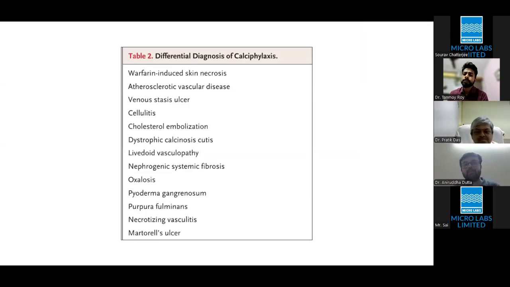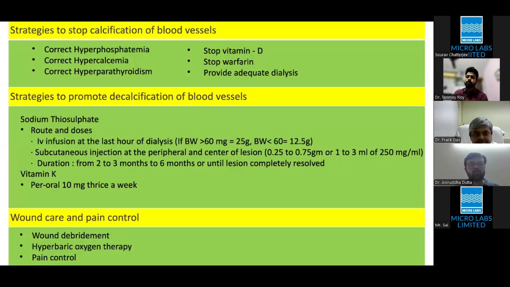And the differential diagnosis, as we were talking, in this kind of patients, very close differentials would be warfarin-induced skin necrosis, atherosclerotic vascular diseases, as well as dystrophic calcinosis cutis. Mainly in calcinosis cutis, the calcification is not involving the blood vessels, it's mainly in the subcutaneous tissue and the soft tissue. So the primary treatment is basically to stop the calcification of blood vessels.